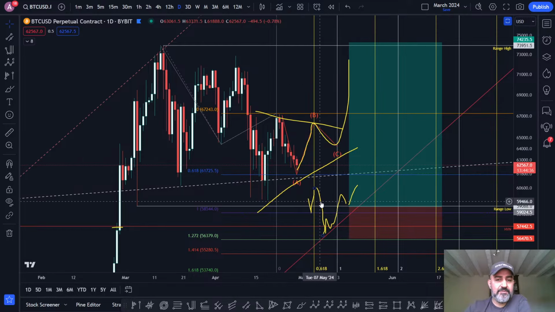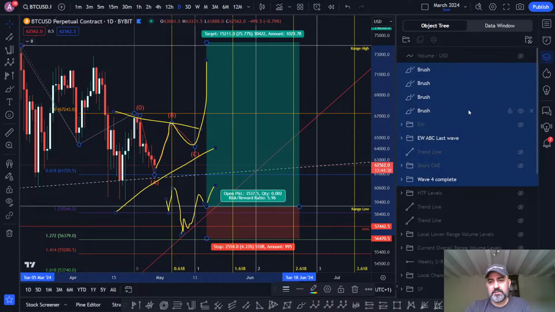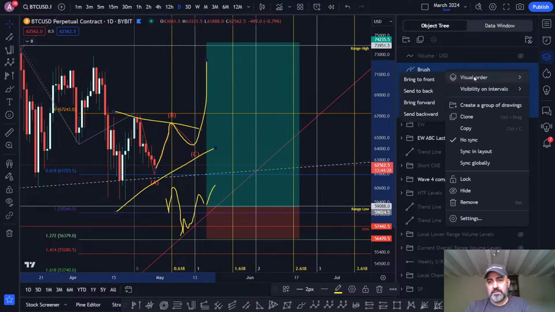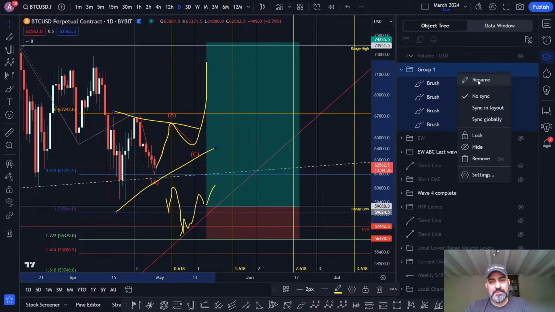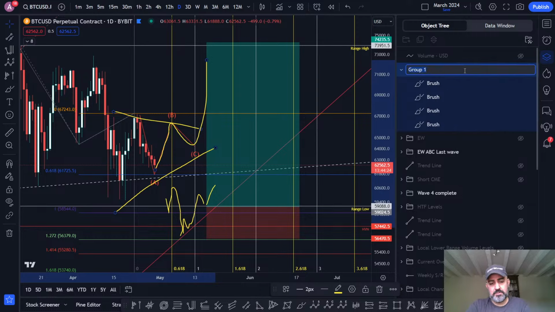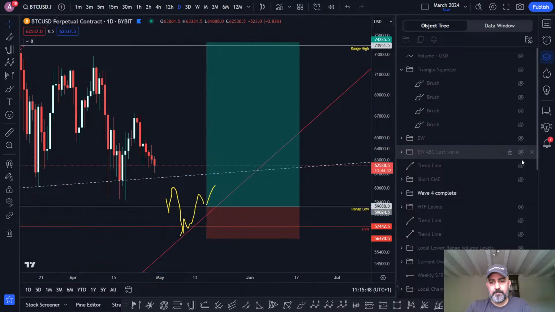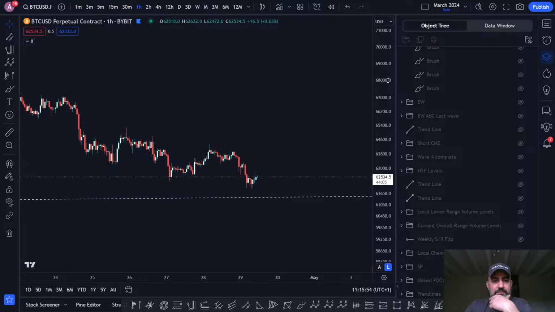All right, so I'm going to save those two ideas and we'll see what happens. Okay, rename, let's call it triangle squeeze. Okay, that's that. Just kind of zooming in on the local time frame.